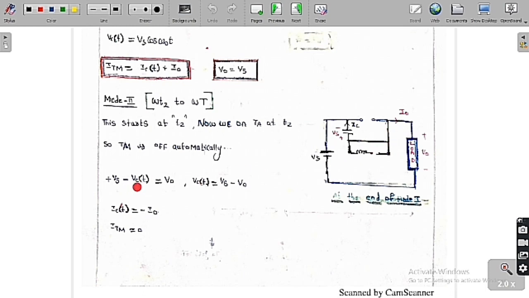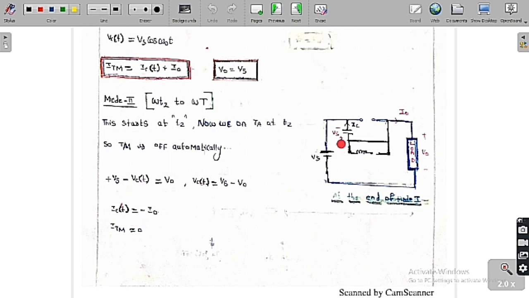So now we need to analyze this circuit. If you apply KVL in this loop, plus Vs, minus Vc of t, and minus V0 is equal to 0. So finally we get Vs minus Vc of t is equal to V0, so Vc of t is equal to Vs minus V0. The capacitor voltage is equal to the source voltage minus the load voltage. This is the capacitor voltage we get in the mode 2 region.